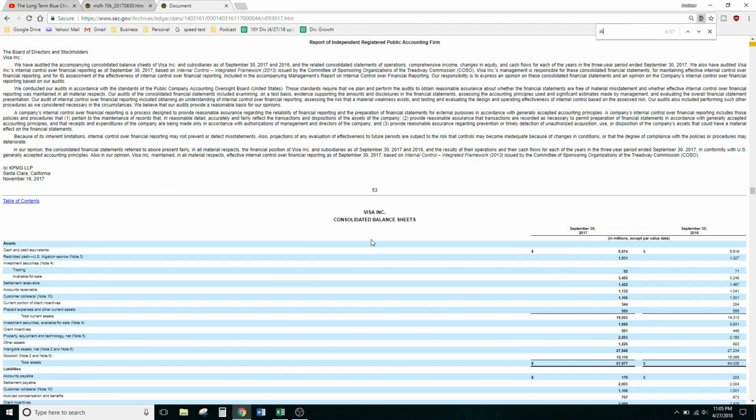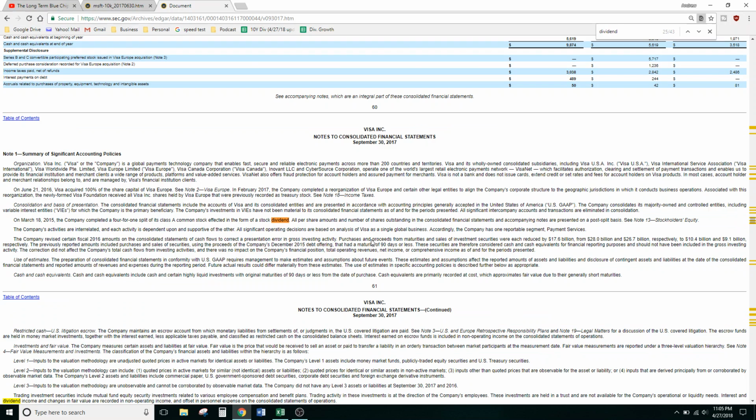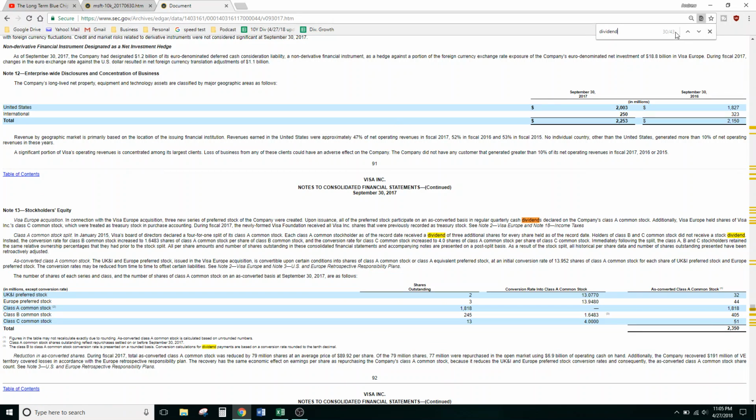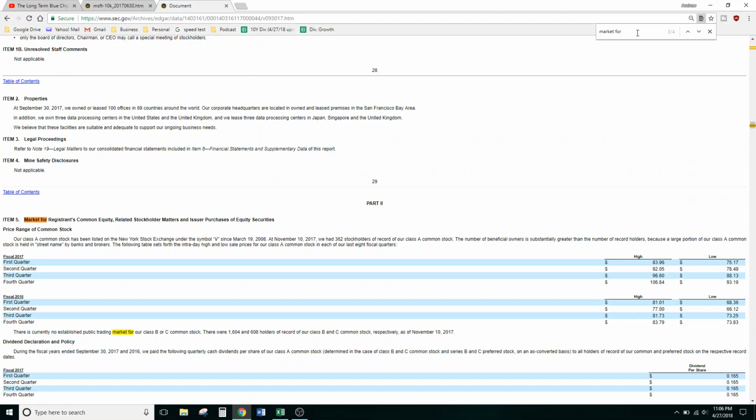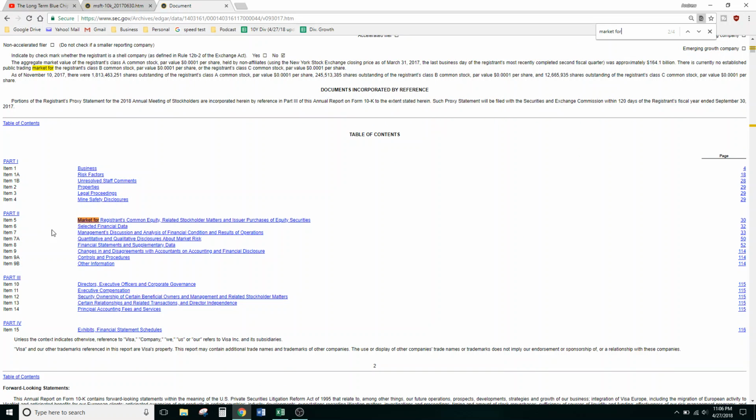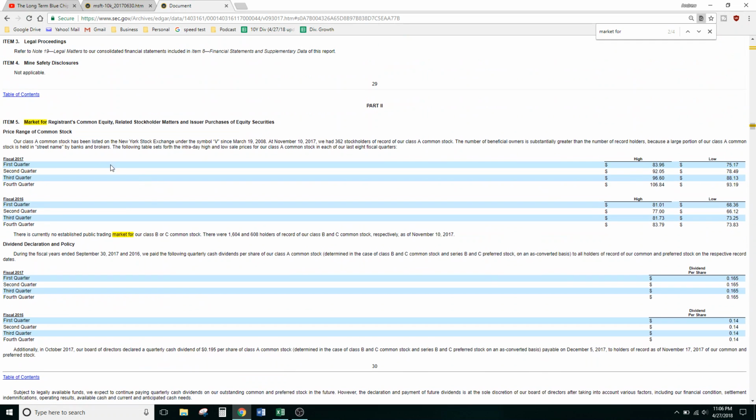So one way you can search is just an obvious Control F dividend. You can see there's like 43 different results, so that can get kind of frustrating. My trick is I go market for. You can see in the table of contents, item 5 of every annual report, they have market for whatever all this is. And what that reports is the price ranges of these stocks, so where they traded in each quarter, their highs and their lows. And they also almost always put the dividend data below this quarterly stuff.